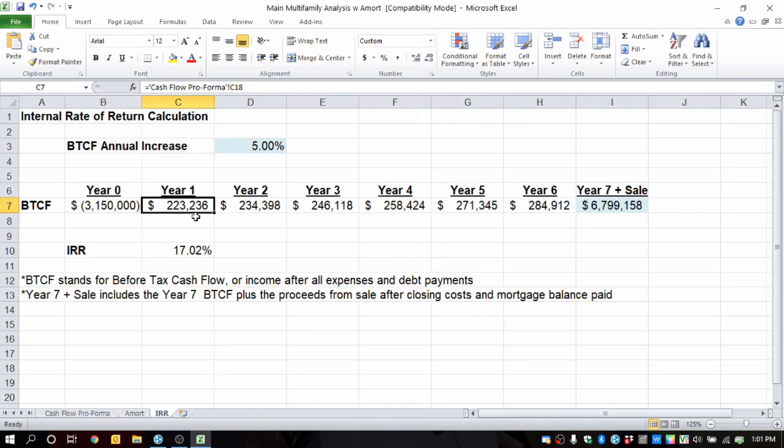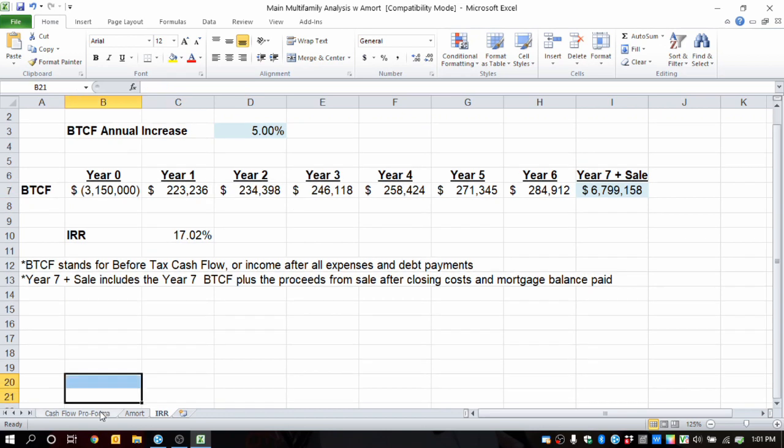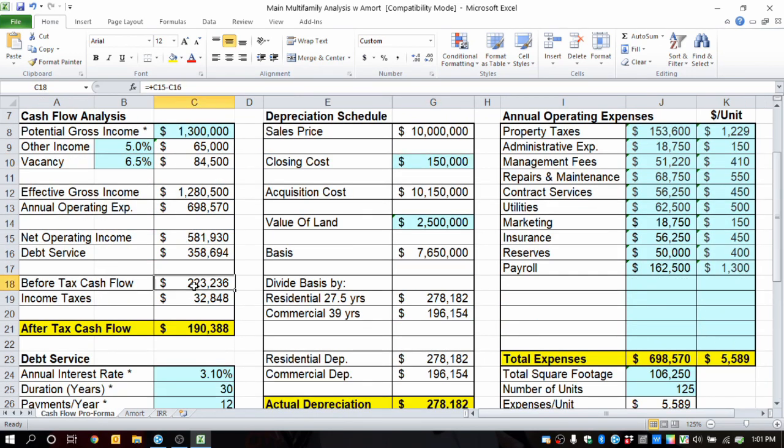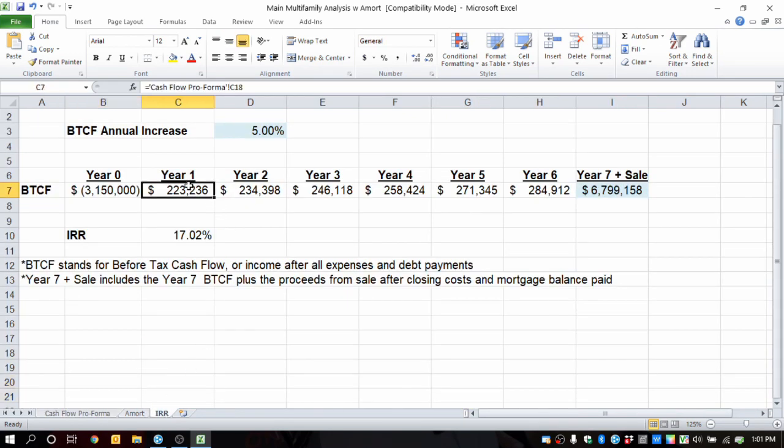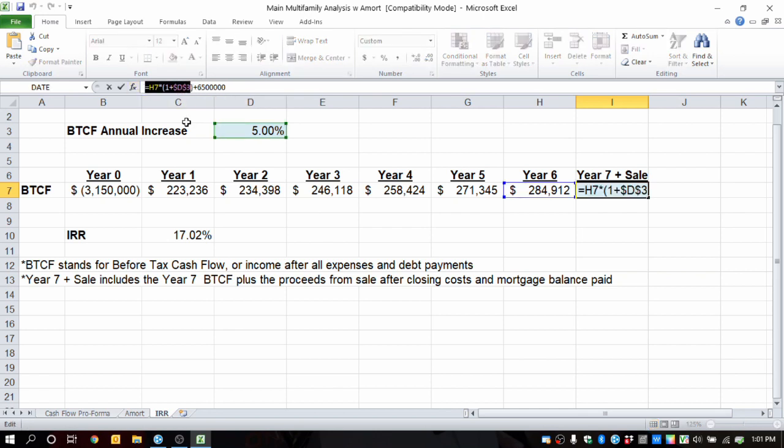We've got $223,000 in cash flow, if you'll remember that from right here. And we're increasing that at 5% per year through year 7. And then we're having a sale event. So here's the year 7 calculation. And then we're selling it in year 7.